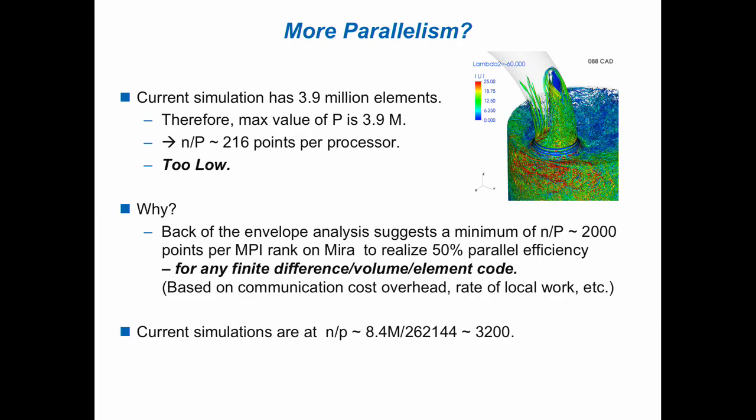So let me give the answer before I go into how I got the answer. This simulation has 3.9 million elements. For the granularity of our spectral element method, we have to have at least one spectral element per processor. So in principle, I could run it on 3.9 million processors, with one element per processor. But this is polynomial degree 6, so I have 216 points per processor. I know a priori that's too low. How do I know that? You'll see how we're going to figure that out, but you wouldn't know that ahead of time.